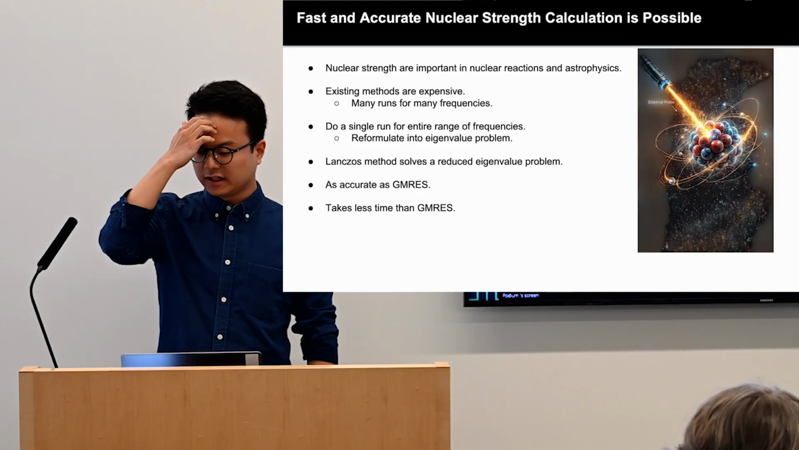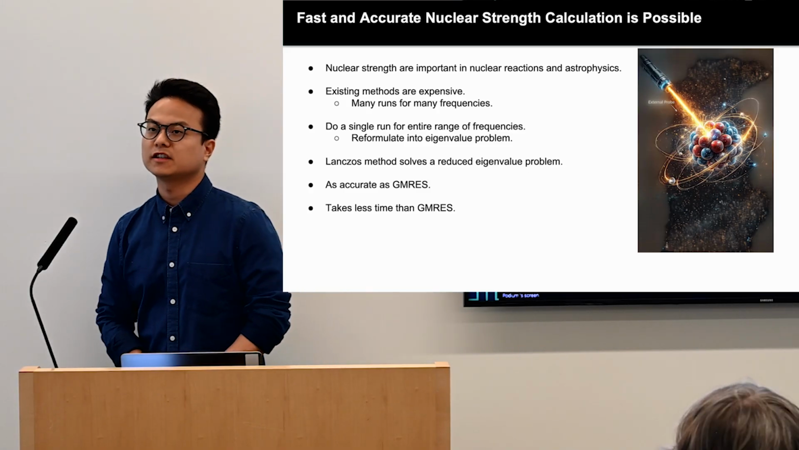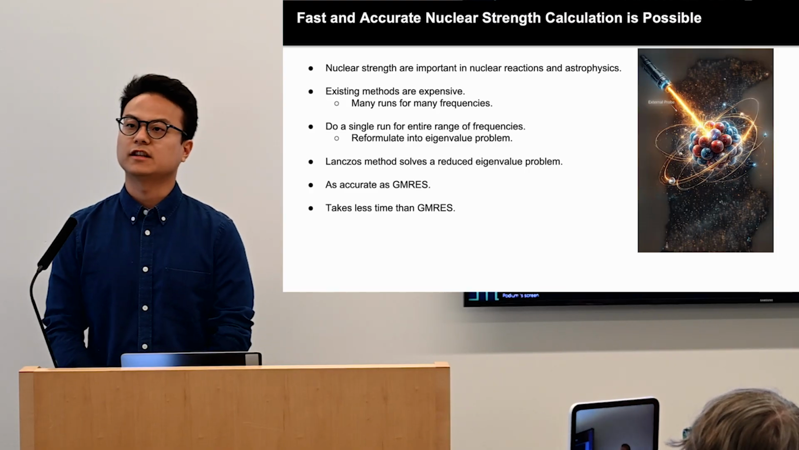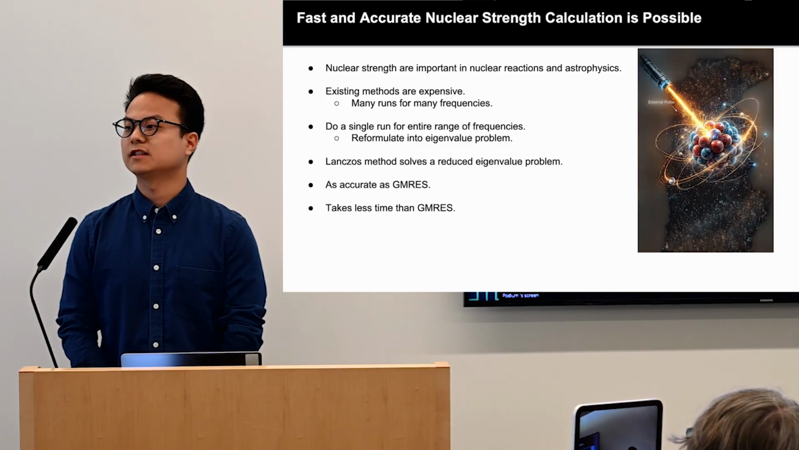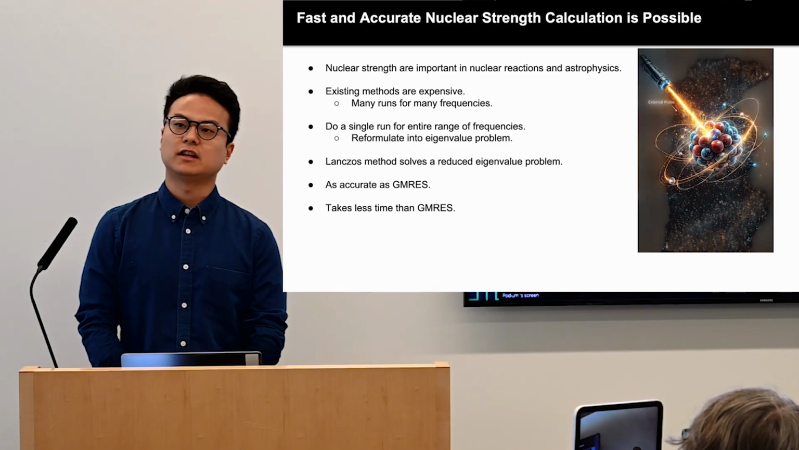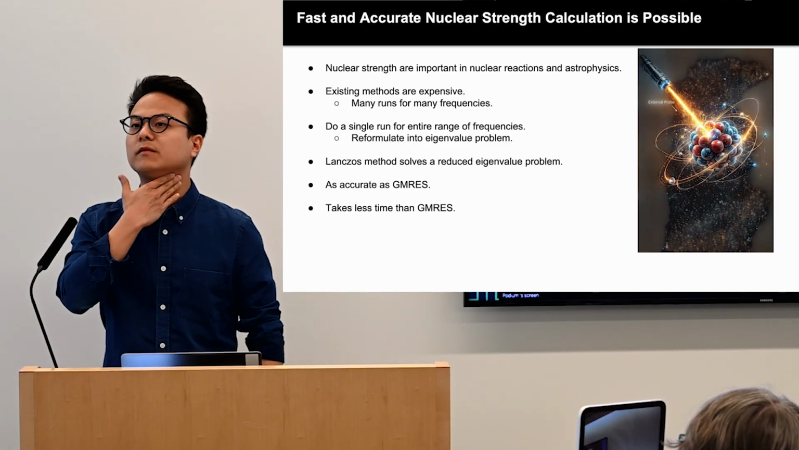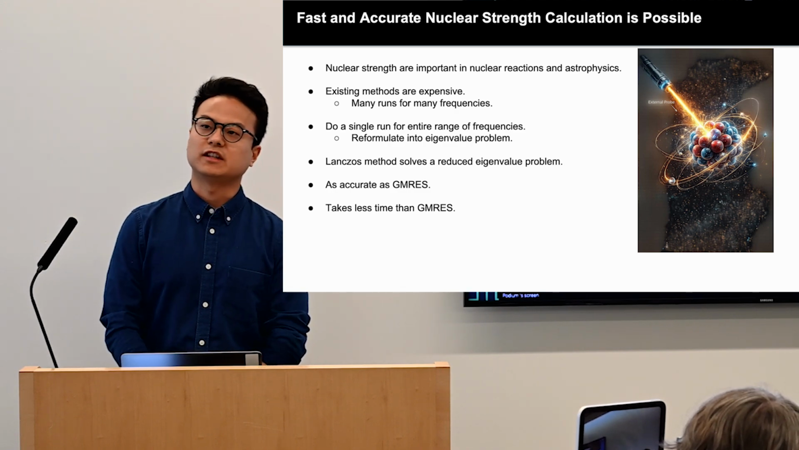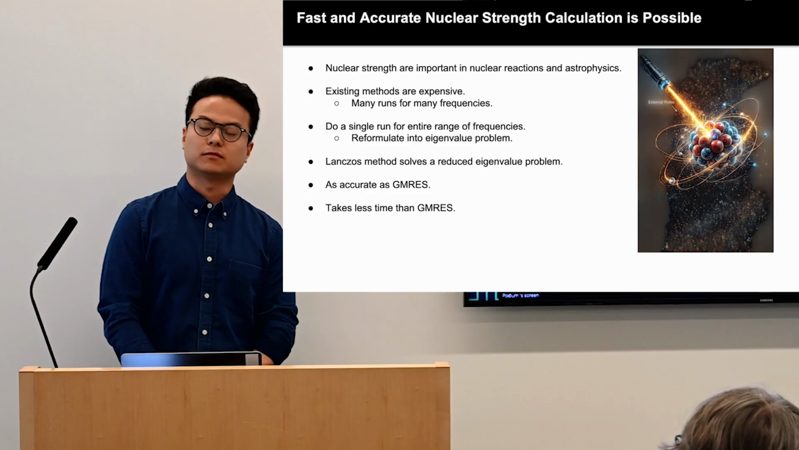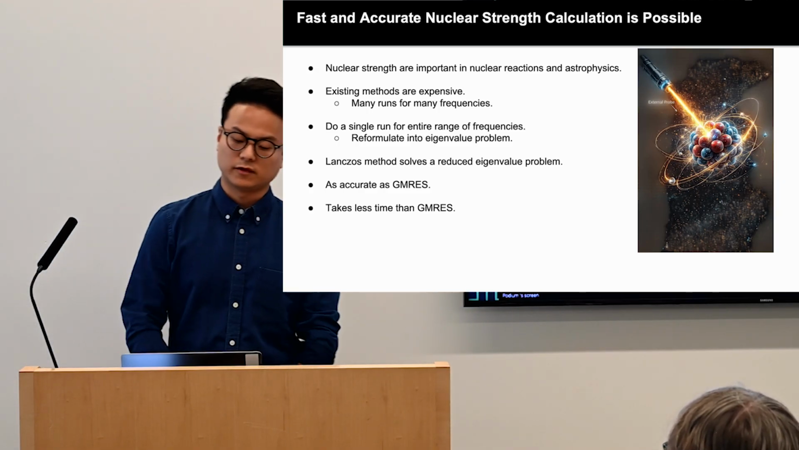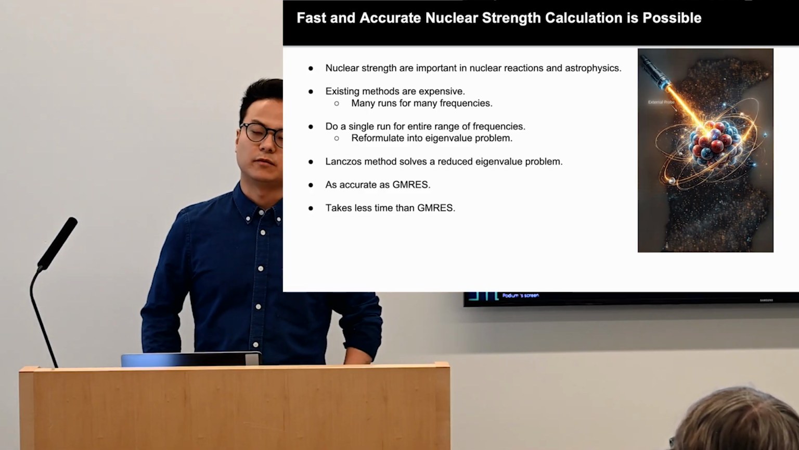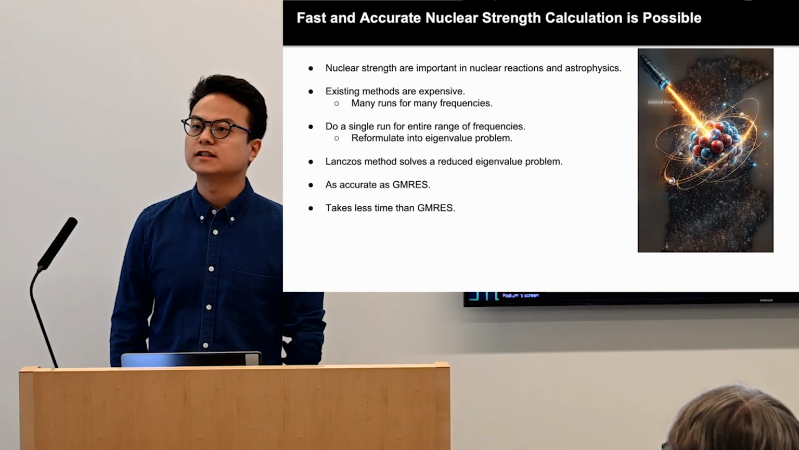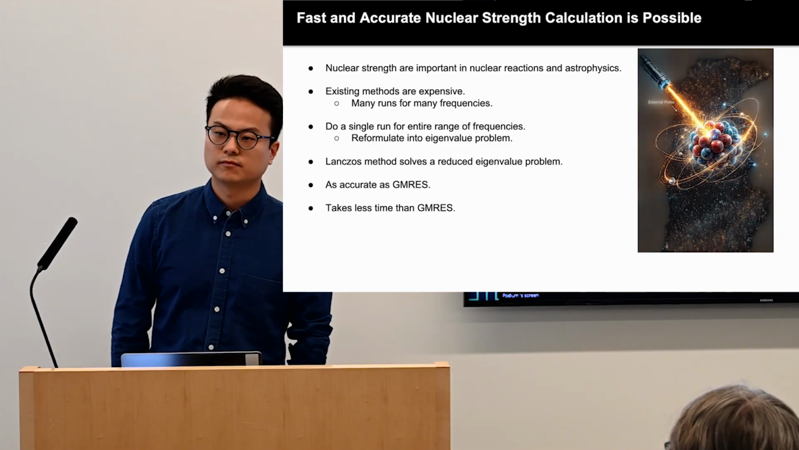So in summary, the key takeaway of this talk is that nuclear strength functions are important in nuclear physics and astrophysics. There are existing methods, but they can be expensive because you have to do many runs for different frequencies. Our approach was to do it in a single run to capture the entire range of frequencies. And this is possible by reformulating it as an eigenvalue problem. We further reduced that problem into half and then used the Lanczos method. And this approach was as accurate as the existing method, GMRES, and it took less time.